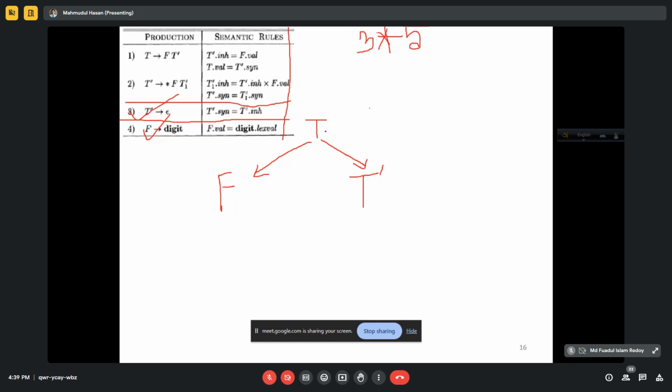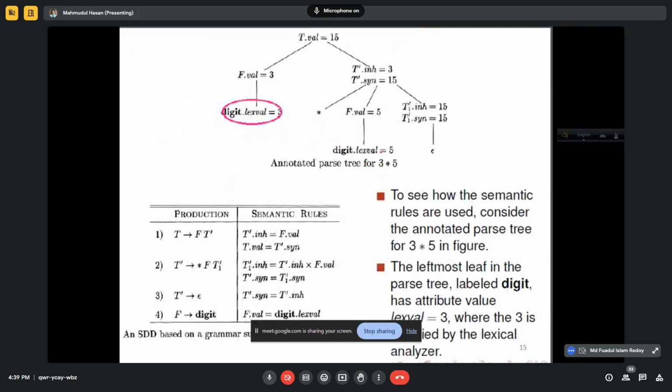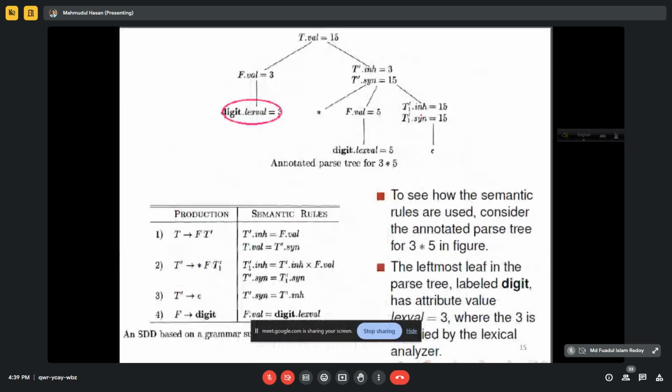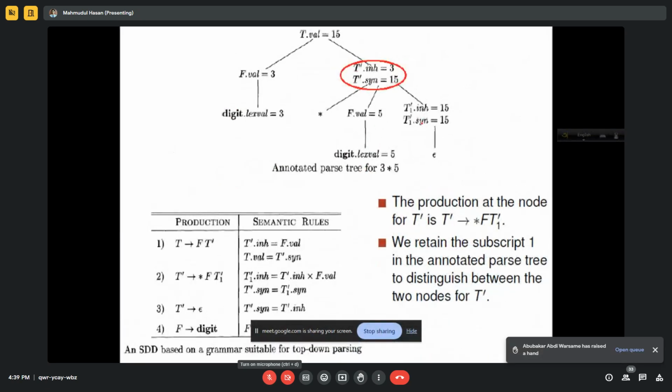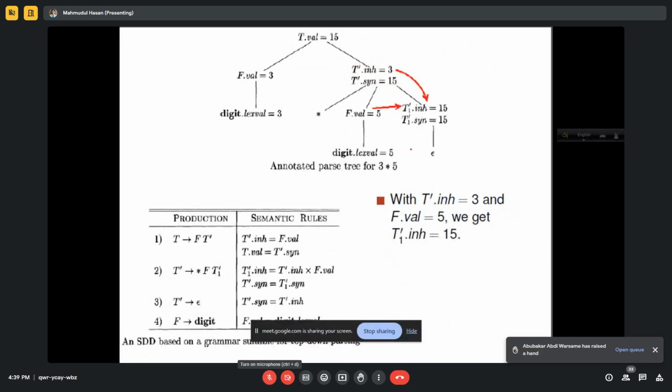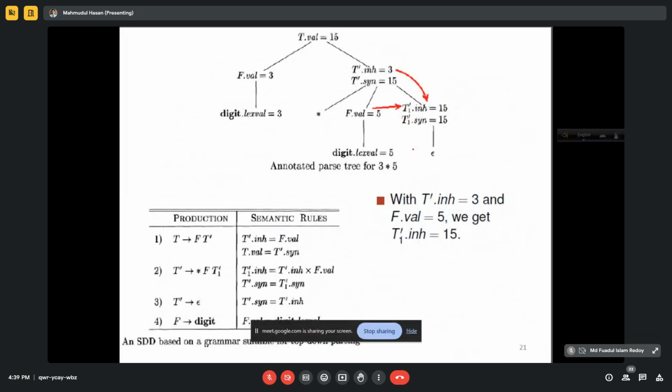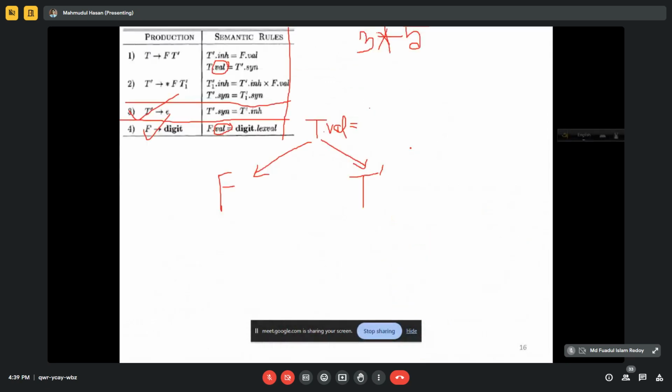So T has the attribute, that is the value. This is the T dot value. You can write this later as well, but better to write it first. Like when I did this earlier, I wrote it afterwards; there's no need to write it later, write it together with the symbol. Then you don't need to do the same task more than one time. So it's better to write the attribute at the time of writing the actual symbol.